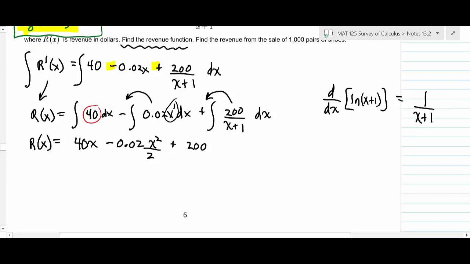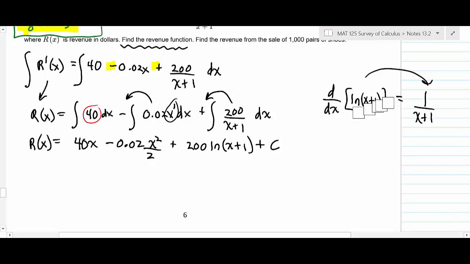Okay? A lot of times if you have 1 over something, there's a good chance that that's a ln going on. And yeah, that's what the derivative of that is. Okay? So that's just going to be 200 ln x plus 1, and at the end of this you got to put the plus c. So see, we didn't have to use U substitution on that. All of those things could be processed in our head, which is nice.